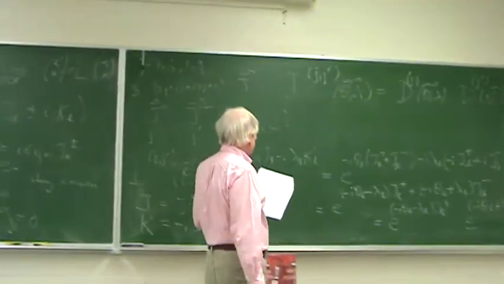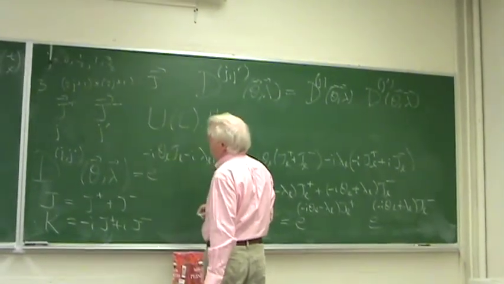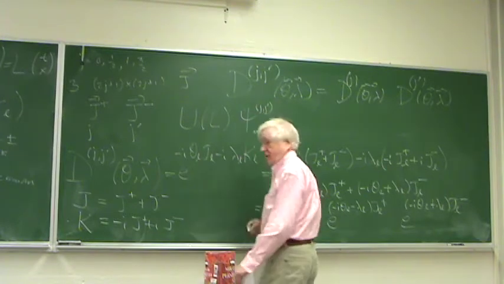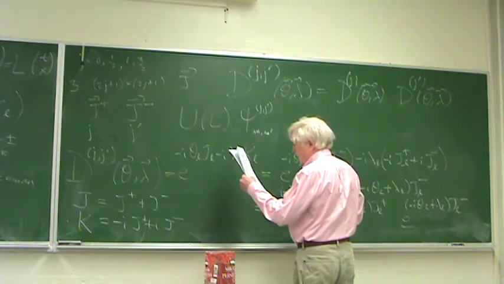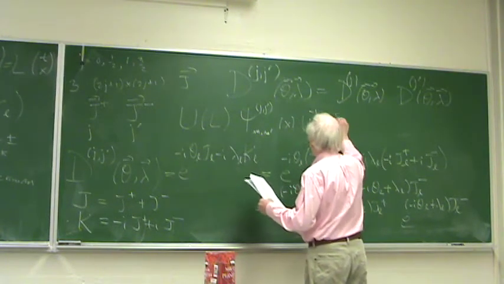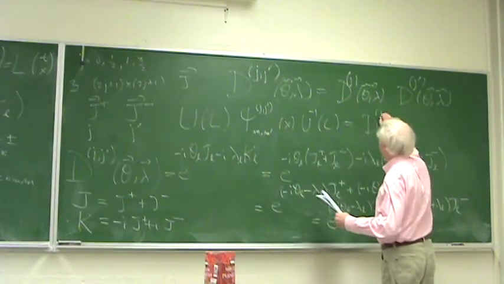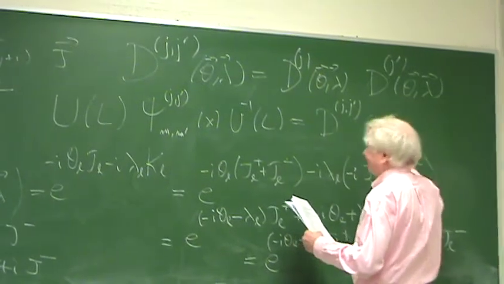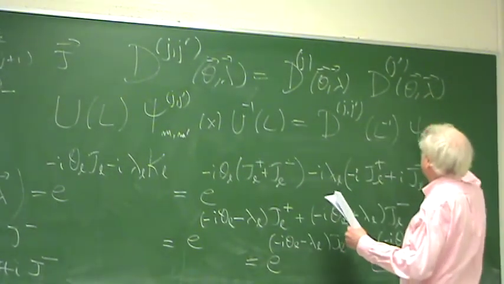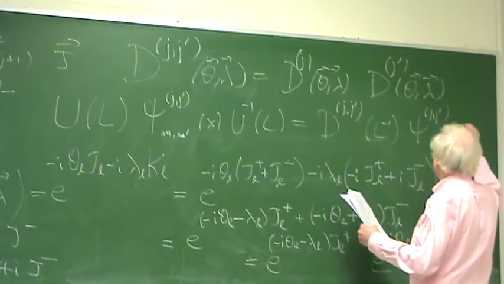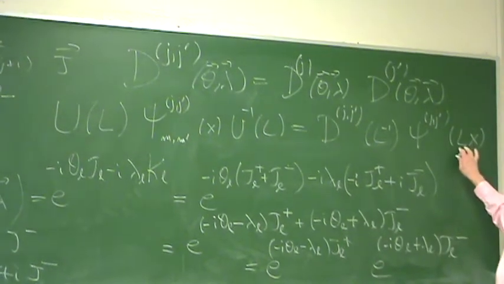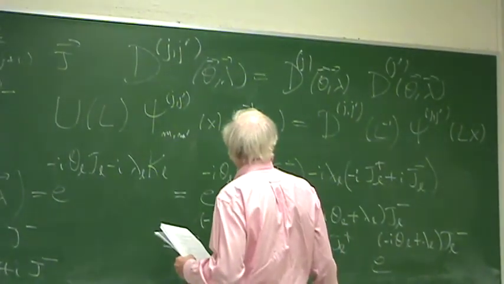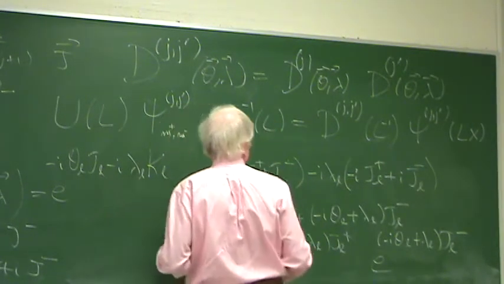All right. Now, it's going to be acting on a field psi, and I would say psi sub m prime, psi^{j,j'} of x, U inverse of L, and what is this going to be? This is going to be D^{j,j'}, and it turns out, curiously, that it's going to be of L inverse, but that's neither here nor there. This is going to be psi^{j,j'} of Lx, where this is the 4-vector and this is a 4x4 matrix. And now, let me call this M plus and M minus.